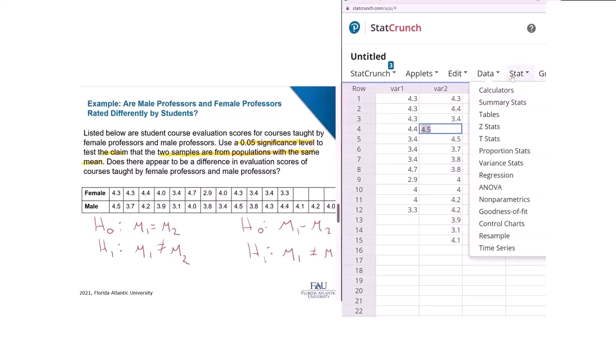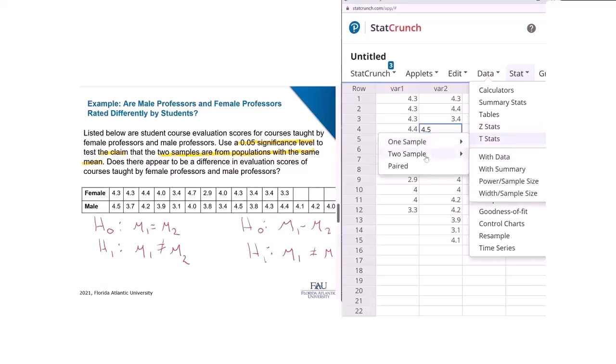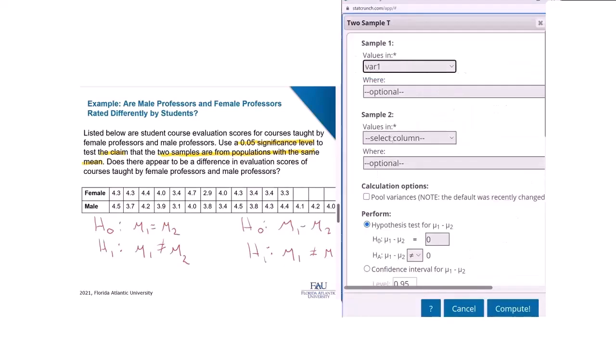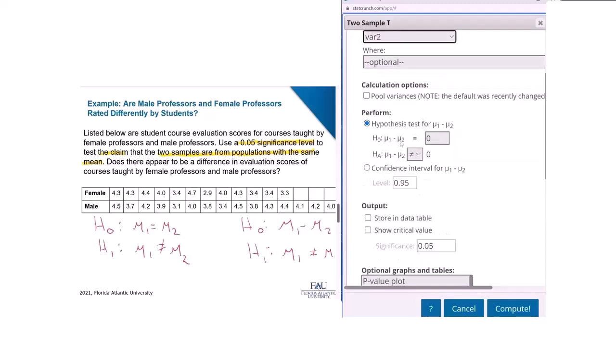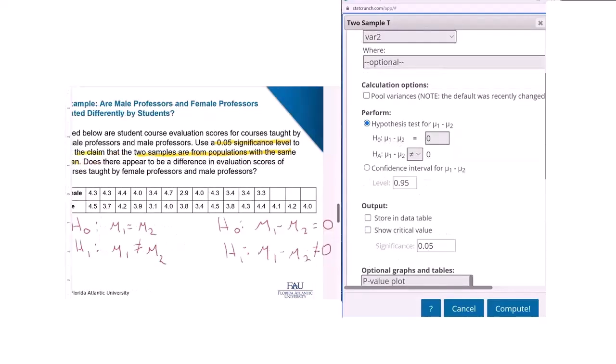I go here to stat, t-stats, two-sample with data. Sample 1 is var1, sample 2 is var2, mu1 minus mu2 is equal to 0. This is a two-tailed test because I either have 0 or not 0.